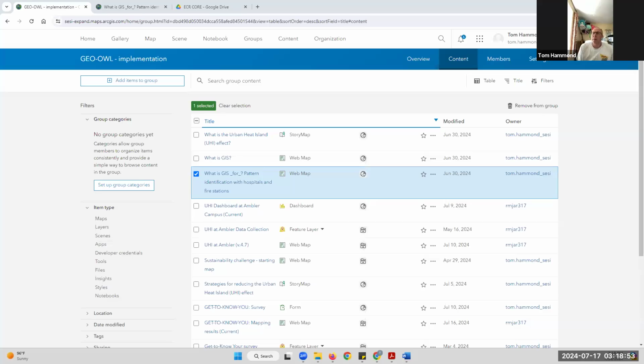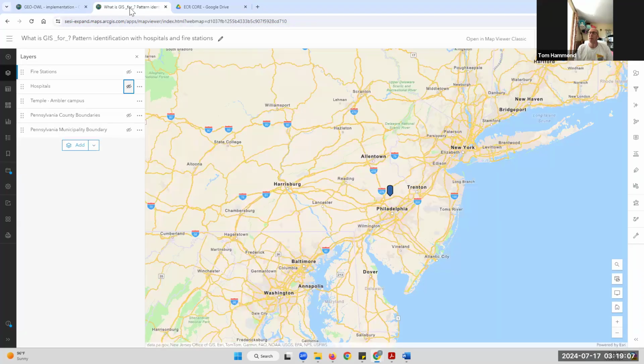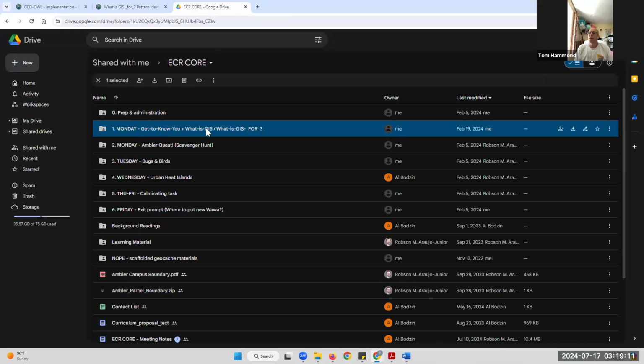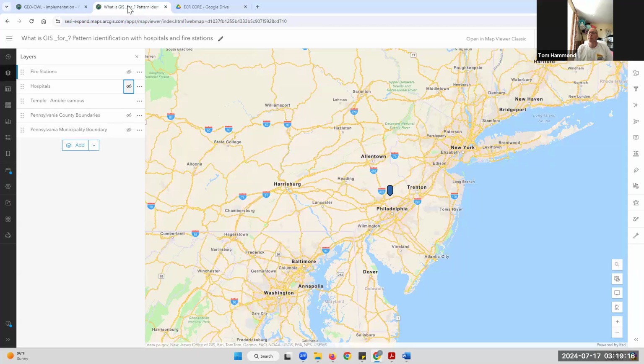Okay, so we're going to talk about the "What is GIS for" demo activity. And again, it's shared here in the GEO-OWL implementation group. And when you click through it, you get to this map. And if you want some other materials to look at, look in the Google folder. There's files here that will walk through this in text. So let me walk through it now here on screen.